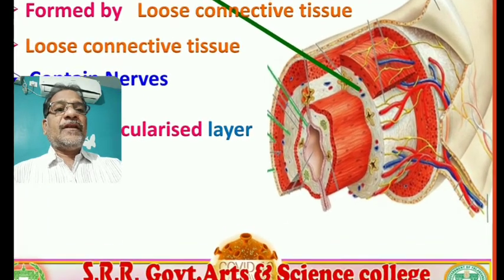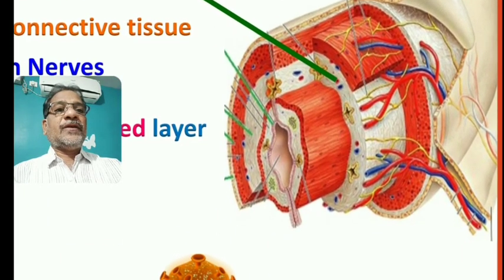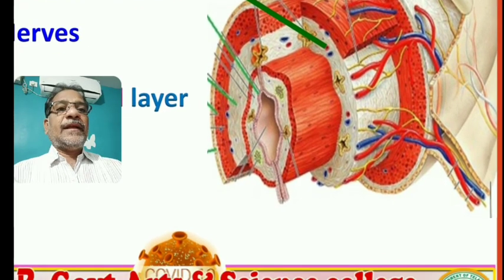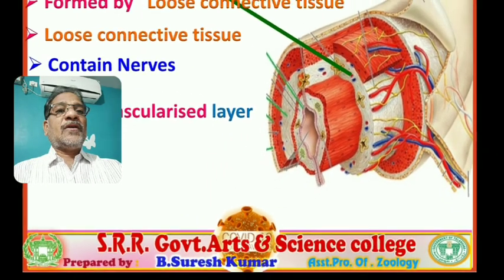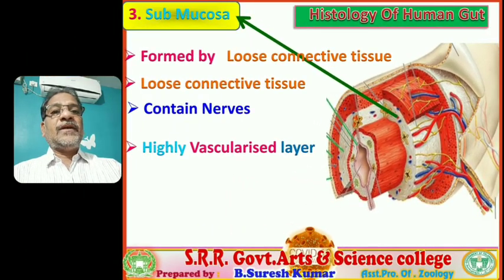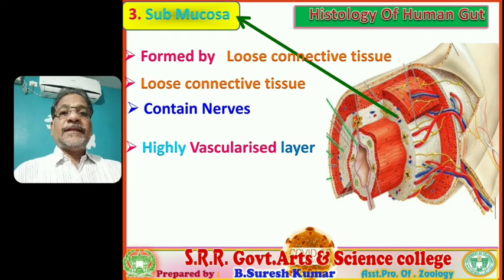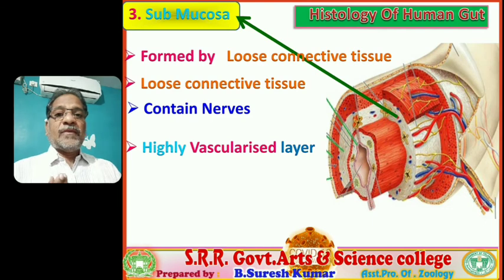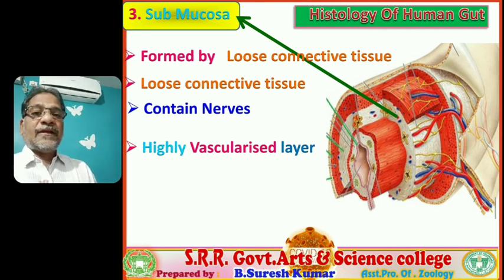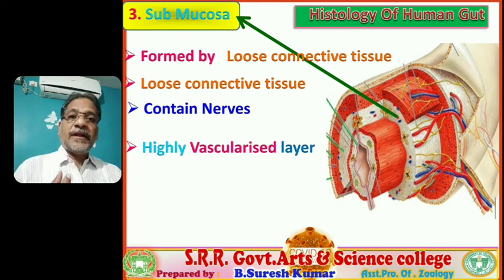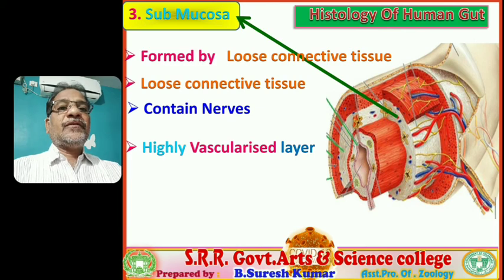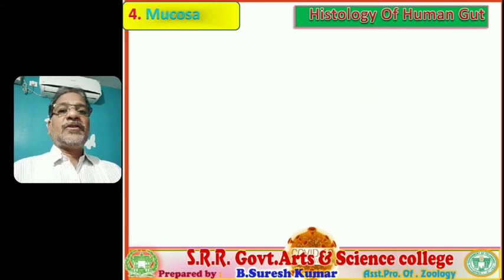You observe that whatever blood vessels and capillary network enter into the wall of the alimentary canal, such vessels terminate in the submucosa. The submucosa accommodates all these blood vessels, arteries, and veins. So it is a highly vascularized layer. Among the four layers of the wall of the gut, which layer is vascularized? The highly vascularized layer is the submucosa layer, and lymph vessels are also present.